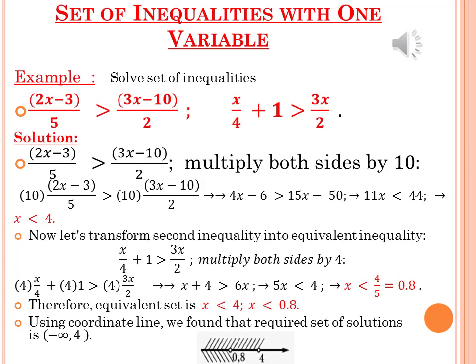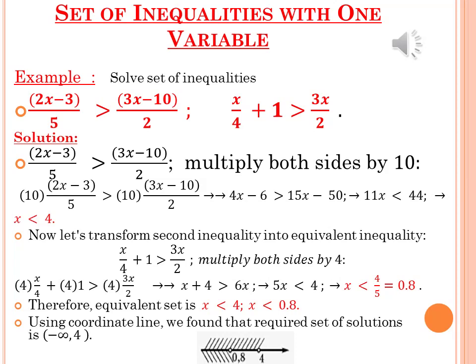Rearrangement: take x to the left. So x and 4 are the same. So 4 greater than 5x, meaning 5x less than 4. The same meaning. So here the solution is x less than 4 over 5, x less than 0.8.